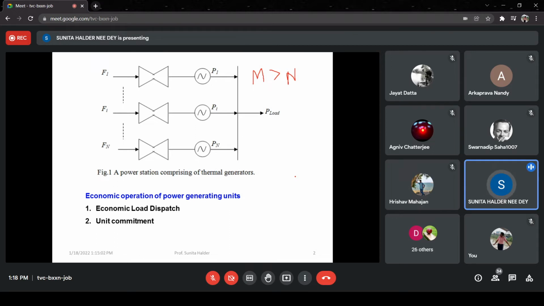That means if there be a set of units in a power plant, and it is not required to operate all the units, then how will we select the units? That is the part of unit commitment. So economic operation of power generating units is actually divided into two parts: unit commitment and economic load dispatch. Here we shall do only the second part, economic load dispatch.